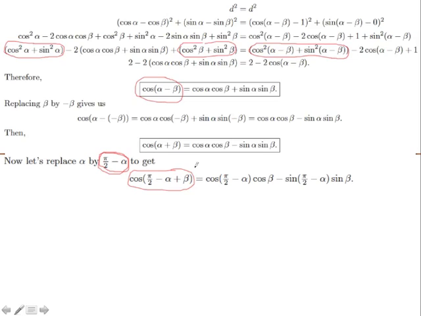It still comes out. All right, so we have cosine of pi over 2 minus alpha plus beta equals cosine of pi over 2 minus alpha times cosine beta minus sine of pi over 2 minus alpha times sine beta. Notice that all we did here is use this formula here, and we replaced alpha with pi over 2 minus alpha.